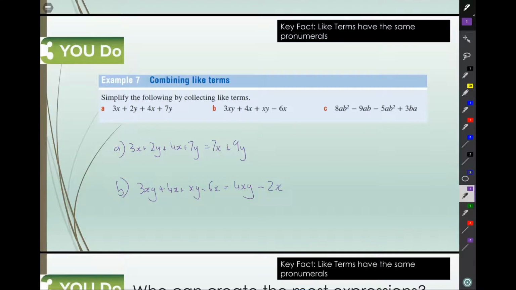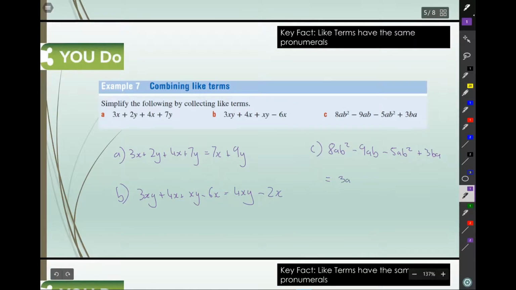Now we have to be a little bit careful here in this last one. Let's deal with this ab squared first. We have an 8ab squared and we have a minus 5ab squared, so 8 and minus 5 is going to be 3ab squared. Now if we look at these two terms, we have minus 9ab and we have 3ba.